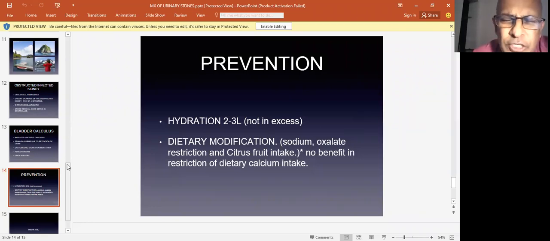If the stone is very small, you don't have to use laser even. We'll say it's a 3 millimeter, 4 millimeter stone. You can entrap it in the basket, lock it in the basket and gently pull it down. So a basket is an instrument you use through the ureteroscope to entrap small calculi or calculi fragments and remove it through the endoscope and finally through the urethra.